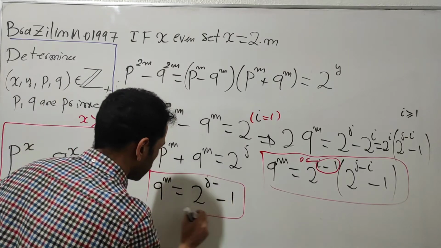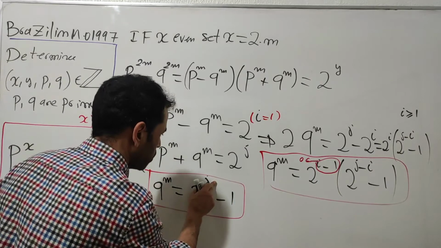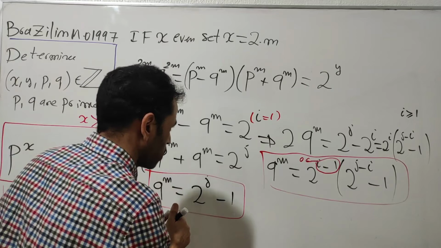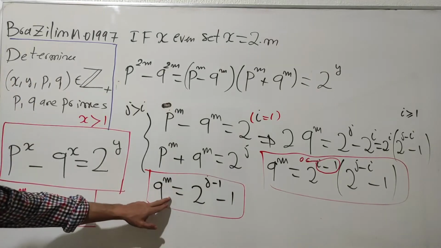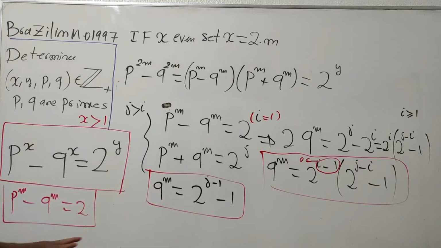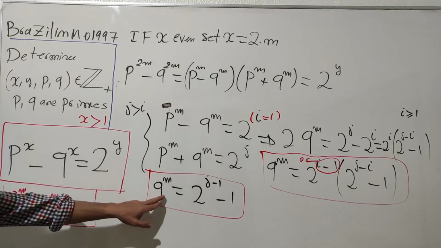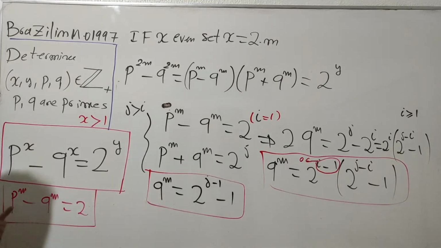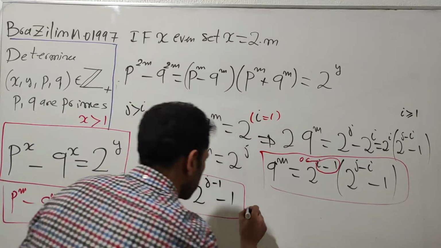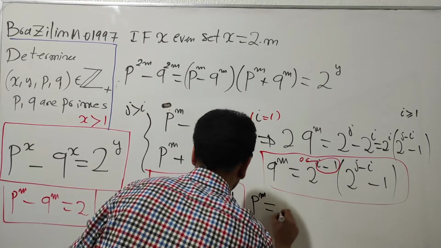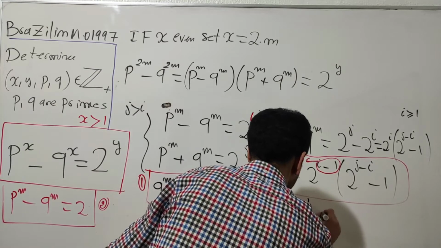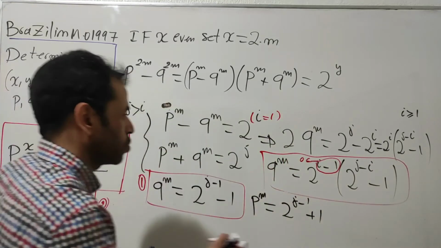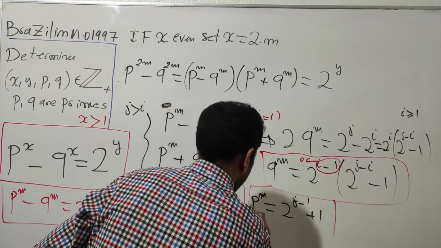So we have ended with this nice expression. So I have 2 equations, this one and this one. I'm going to replace q to the m with this one and find p to the m. So I get p to the m equals 2 to the j minus 1 plus number 1. So I have extracted 2 nice equations.